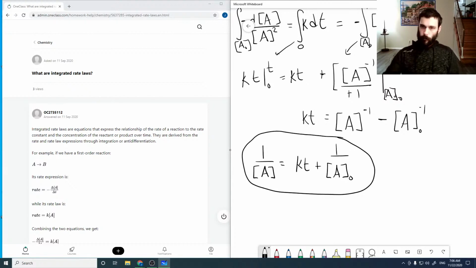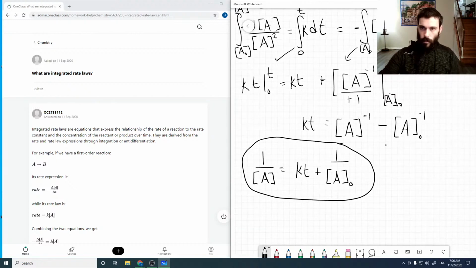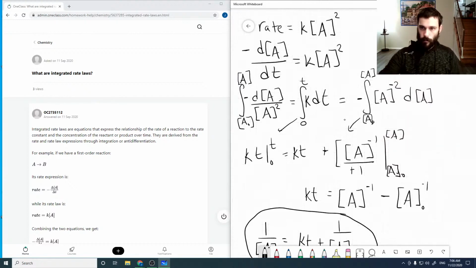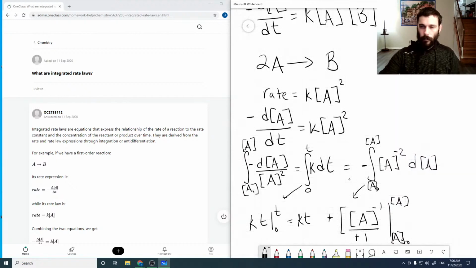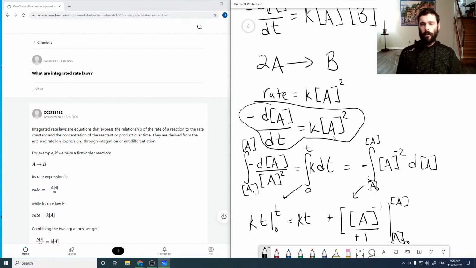All right, so just to wrap back up, an integrated rate law is just relating your rate of reaction to your rate expression, from which you can only get once you know your balanced equation, and then integrating it. And so it will be different depending on the reaction you look at.